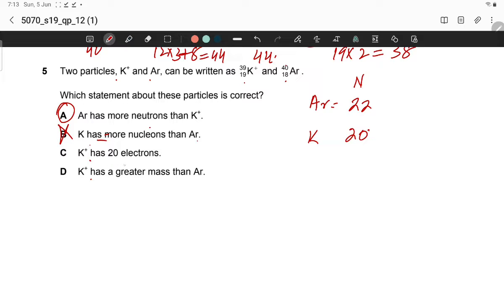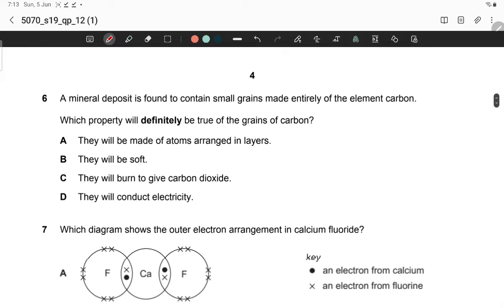K positive has 20 electrons? No, K positive has 18 electrons. And K positive has a greater mass than Ar? This is also incorrect. A option is correct.